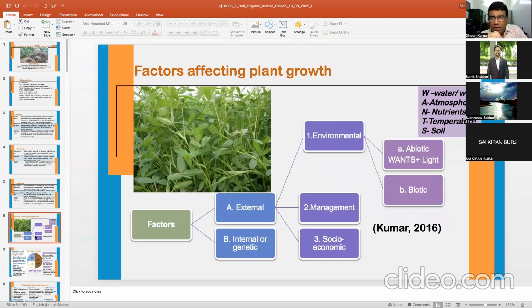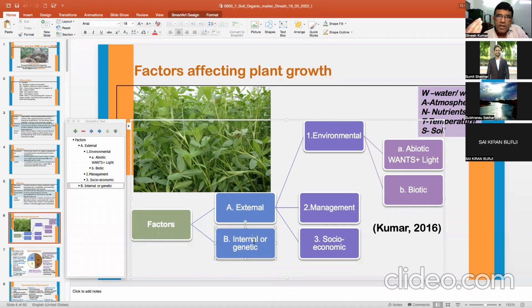Now I want to show you how this organic matter is important for plants. I'm just explaining, linking the role of organic matter to you. So suppose you have plants, you can get any plant. The growth of the plant is affected by many factors. So these factors may be external factor or internal factor. Internal factors are genetic factors. For example, hybrid plants, they grow tall, they have more tillers, they have more vegetative growth than the traditional varieties.